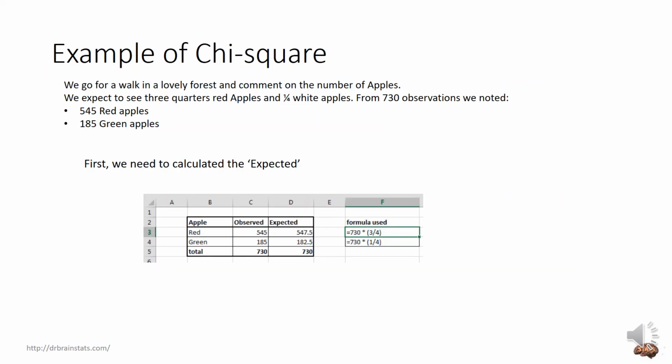So now we'll do a quick example of chi-square. We go for a walk in an apple forest and comment on the number of apples. We expect to see 3/4 red apples and 1/4 green apples. From 730 observations we noted 545 red apples and 185 green apples. First, we need to calculate the expected. So, from 730, we expect 3/4 of that to be the red apples, which is 547, and then we expect the remaining to be green, which is 182. So we've now got our observed and our expected.